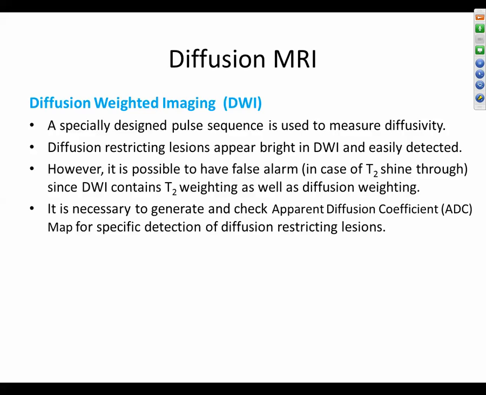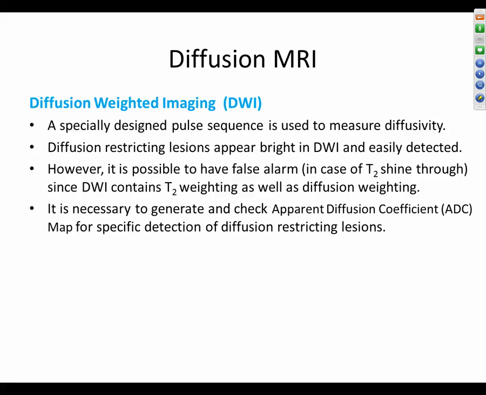Diffusion restricting lesions look very bright in DWI images, so it's easy to detect them in DWI. We just find the bright spot. They are diffusion restricting lesions. However, some other tissues that have long T2 may also look bright in DWI images. So it's a false alarm. We call this case the T2 shine-through effect.